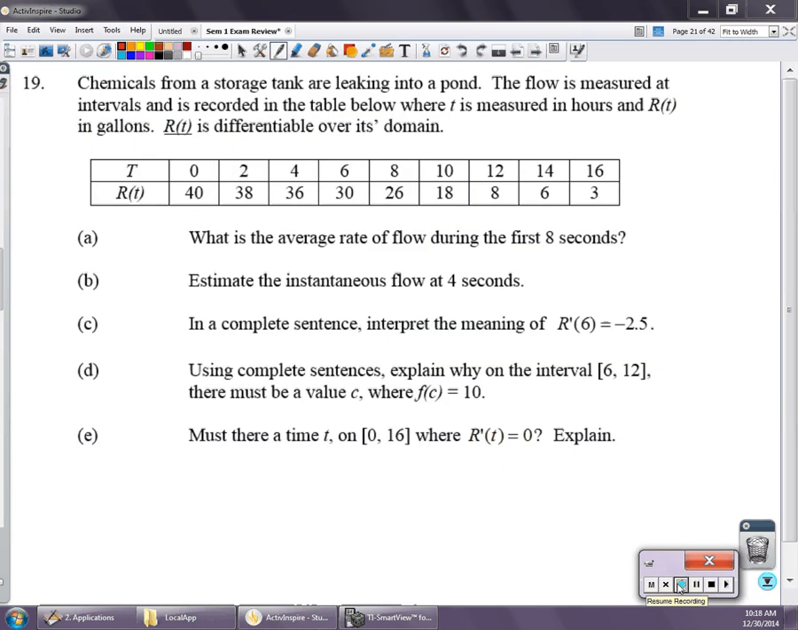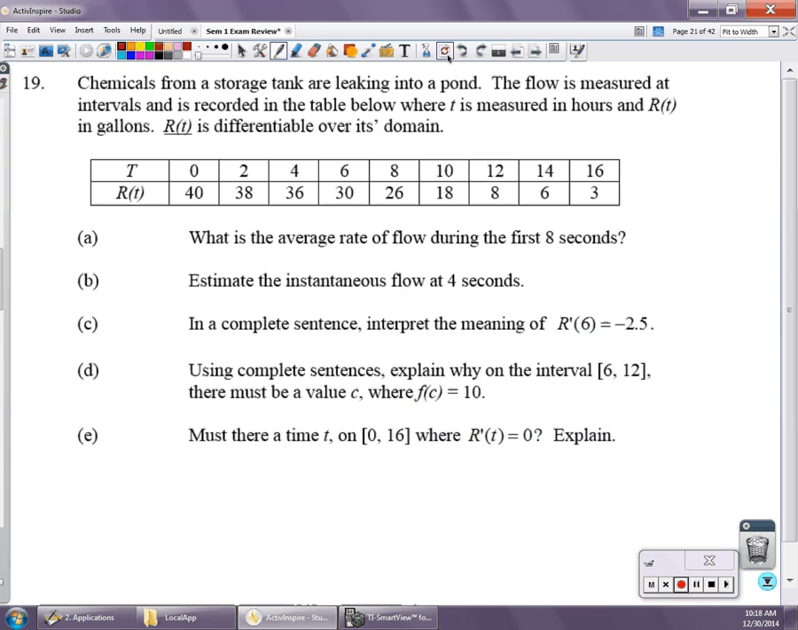The next item, I added some parts to number 19. The average rate of flow during the first 8 seconds, I think, is in the original video. I'll go ahead and say it. If we're going to find the average rate of change, we're just doing change in y over change in x, so we're going to do a simple slope. Letter B, we're estimating the instantaneous flow at x equal to 4, so we're going to go one above and one below, and we're going to do an average. Letter C, in a complete sentence, interpret the meaning of r prime of 6.